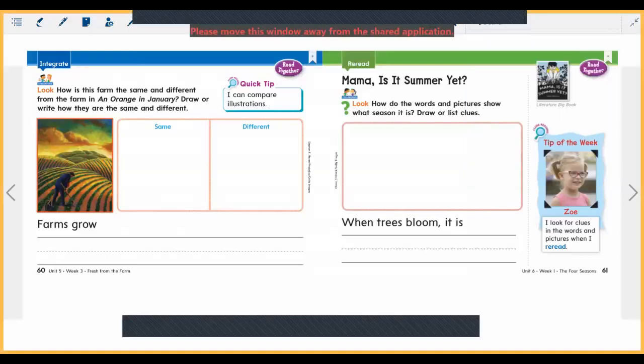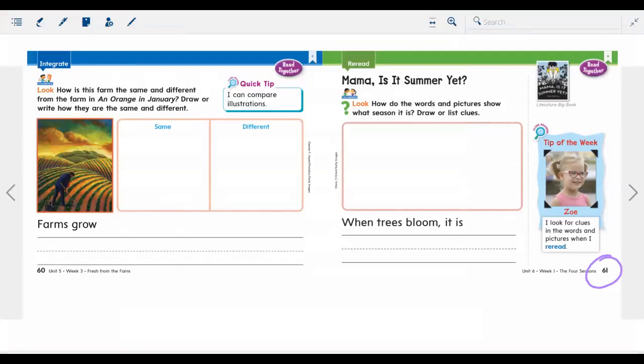Let's open up our close reading companion to page 67. We're going to talk about the story we just read, Mama, Is It Summer Yet? Make sure your name and date is at the top of each page. It asks, look, do the words and pictures show what season it is? Draw or list clues. So let's go back to our story and look at a picture.